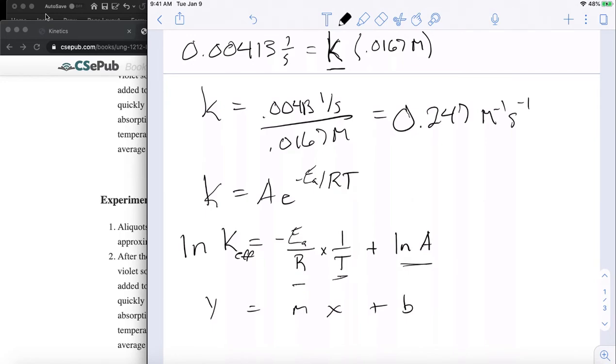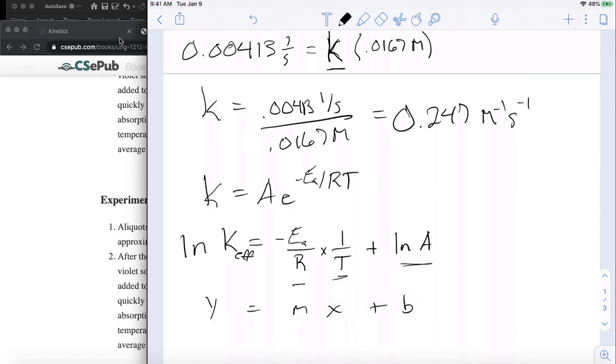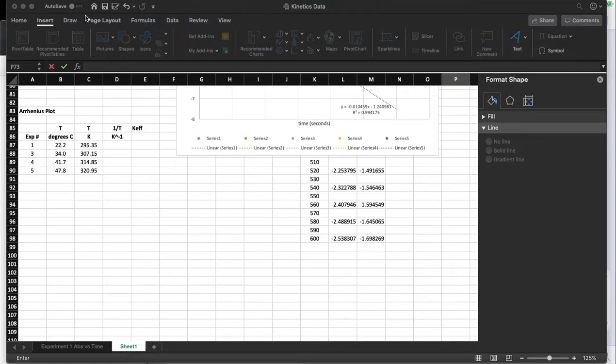We can make a trend line and get a slope. The slope of our trend line should be the negative activation energy over R, so if we multiply our slope by negative R, that should give us the activation energy. It should be a very big positive value when we get to the end of it. So I'm going to go to that part then.